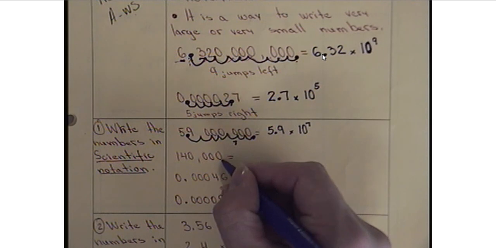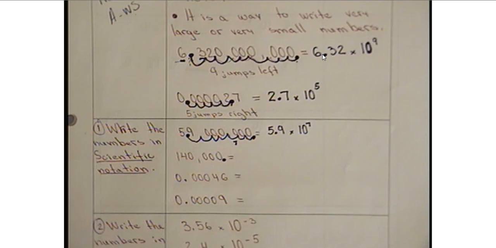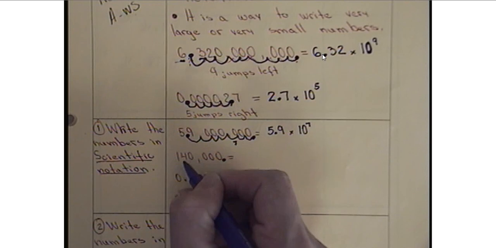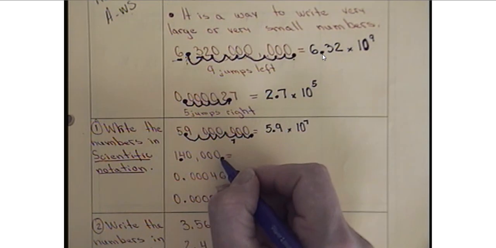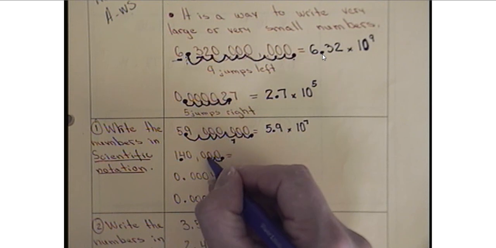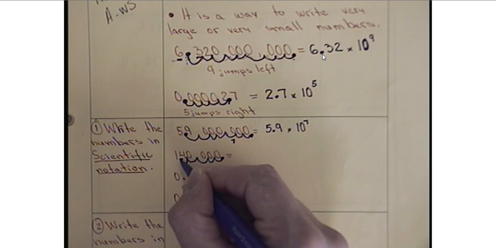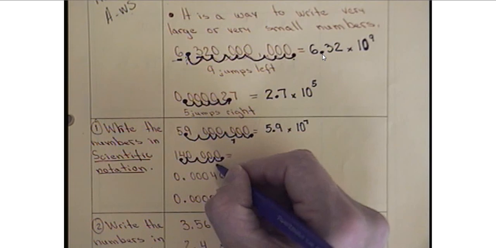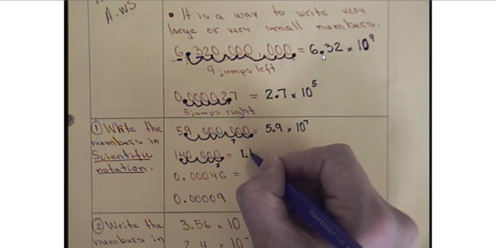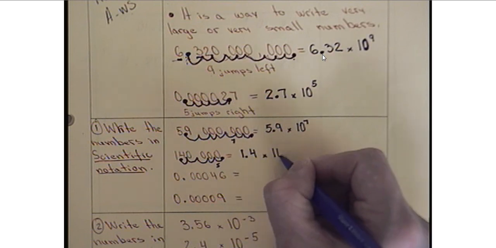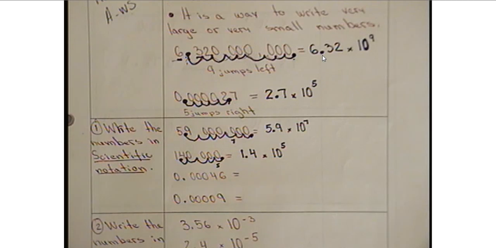140,000. Again, the decimal point is on the end, and we want to move this point between the first 2 numbers. So we're going to start counting or jumping and moving the decimal point. 1, 2, 3, 4, 5. 5 jumps here. So the answer in scientific notation will be 1.4 times 10 to the 5th power.